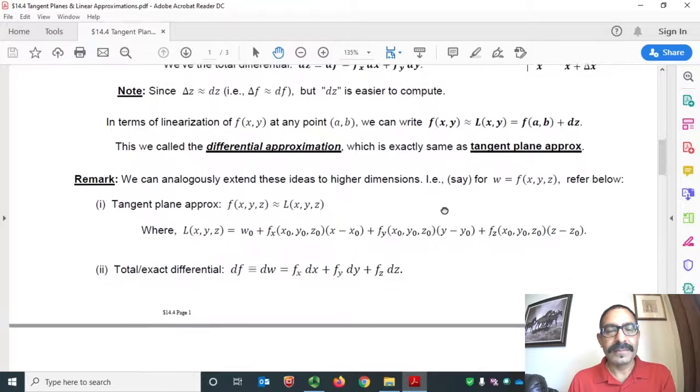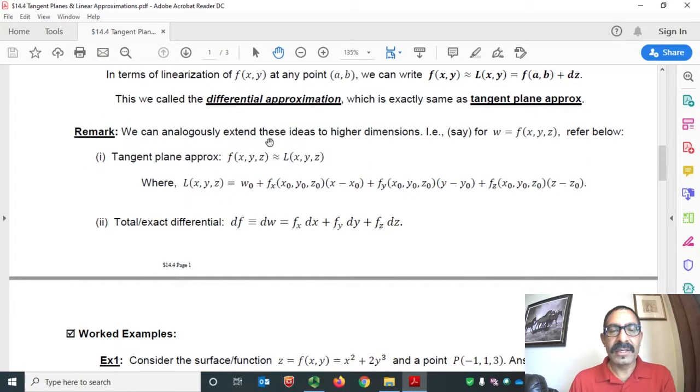Quick remark. We can analogously extend these ideas to higher dimensions. Say for a function of 3 variables, the tangent plane approximation is f approximated by L, where L equals w0 plus fx times (x minus x0) plus fy times (y minus y0) plus fz times (z minus z0), evaluated at x0, y0, z0. Similarly, the total or exact differential df or dw equals fx dx plus fy dy plus fz dz. I hope this formula makes sense to you all.